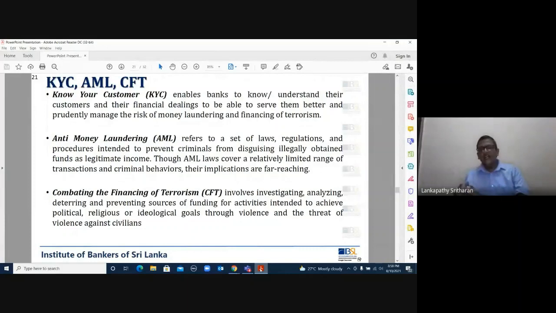Before going to the detailed studies, three concepts are important here. The first one is know your customer. This is KYC. Everybody may know about it. Even if you are not working in a bank or financial institution, you may have come across this know your customer policy screening. If you want to open a bank account or savings account or any account, at that time they may give some forms to get some idea about the customer. So the KYC enables the bank to know and understand their customers and their financial dealings, to be able to serve them better and prudently manage the risk of money laundering and financing of terrorism.